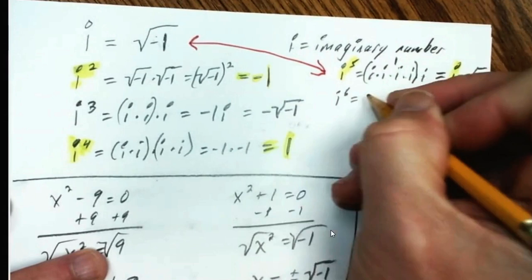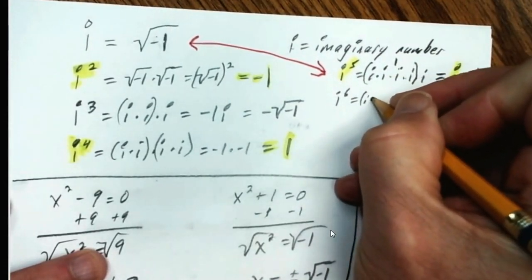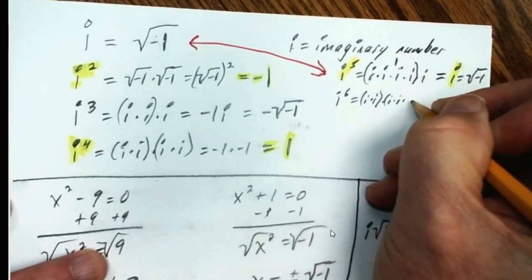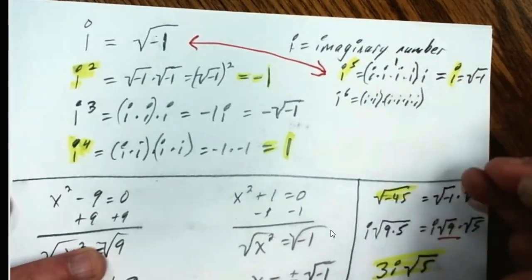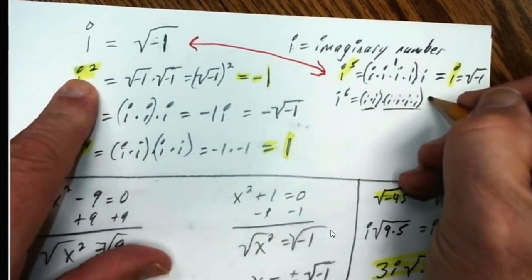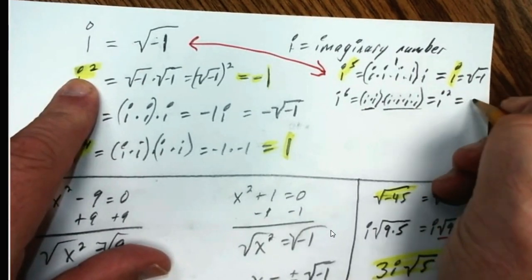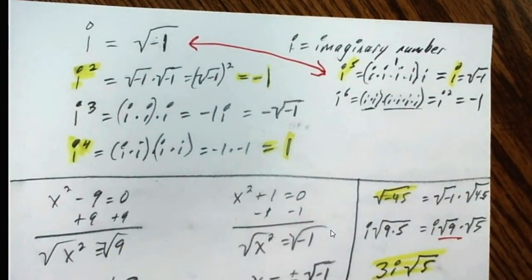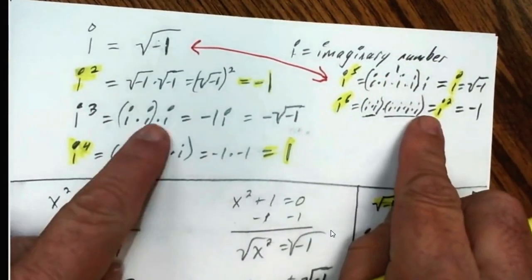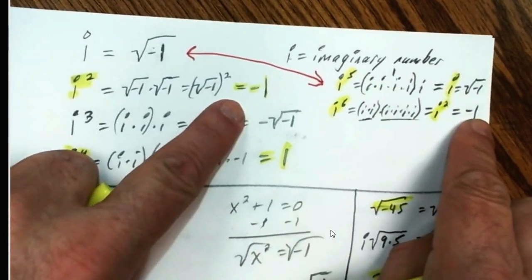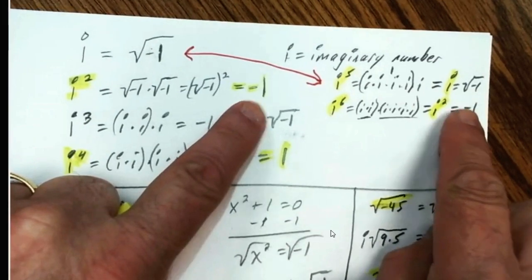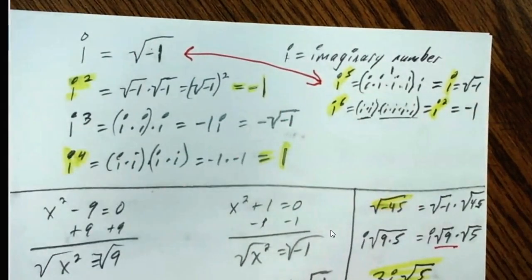i to the sixth is i times i times i times i times i times i. This part is just 1, and this is i squared, which is negative 1. So look at there, i to the 6th is the same thing as i squared. It's starting over. The 5th is the same as the 1st. The 6th is the same as the 2nd. Guess what the 7th is going to be the same as?